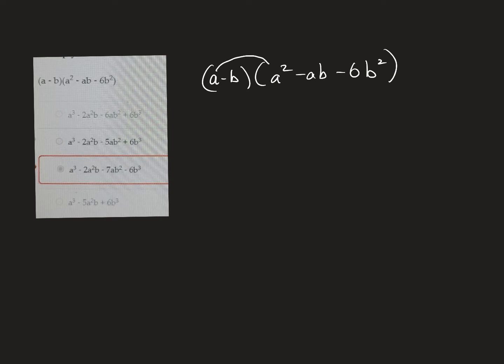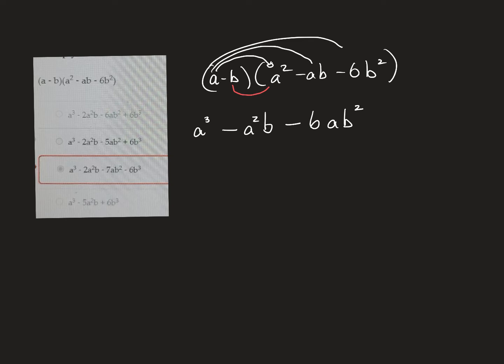So a times a squared will be a cubed. A times minus ab squared is going to be a minus, and a squared b. And then this one times that one, it'll be a minus, and 6ab squared. Let's see if I have all that right. Yeah, I think that's right. Okay, so now let's do the next one.